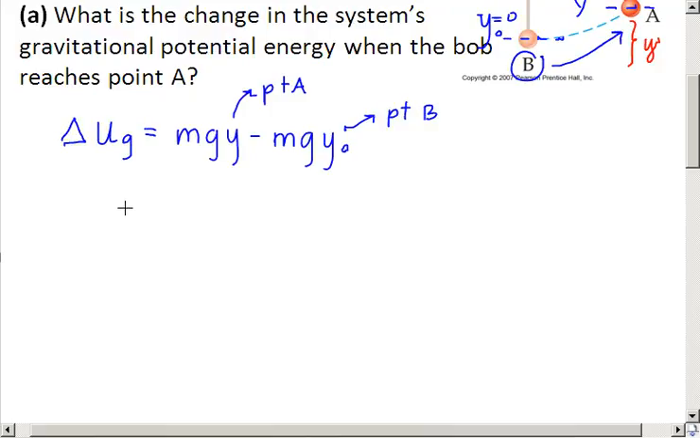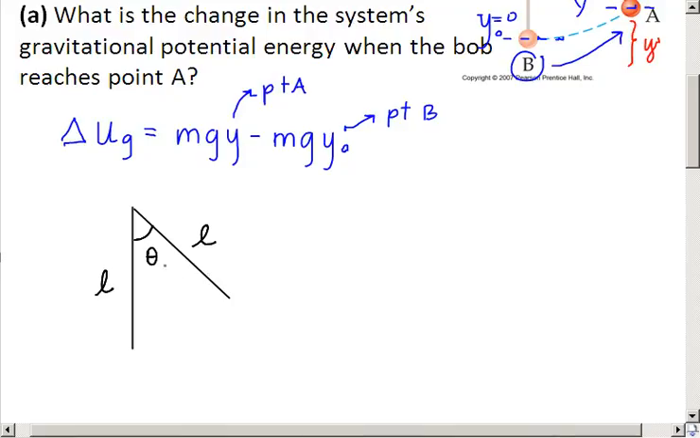And so here is the string, and then here is the string when it's at A. Now the string has a length, and I'm going to call it L. And the L doesn't change no matter where it is, the string is the same length. This is the angle that it swings through, that's our theta right there.